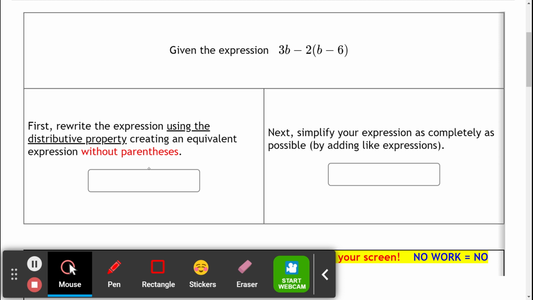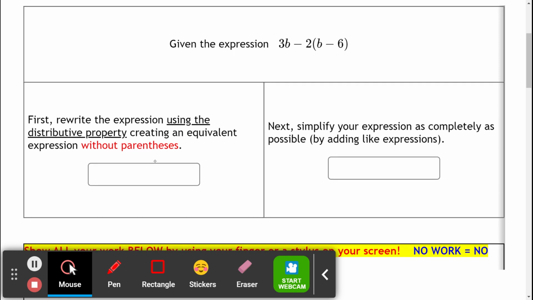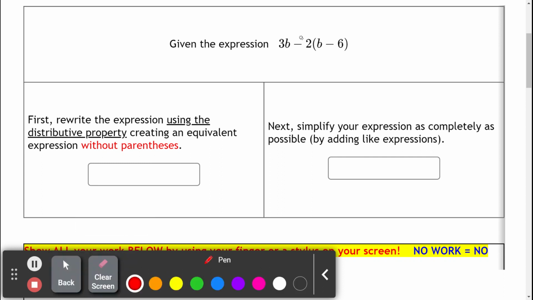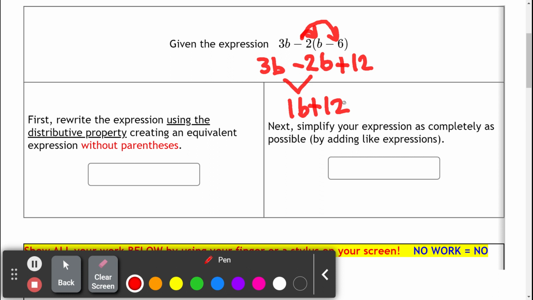I'm trying to think about how exactly I would do this. Maybe I'll do it this way. I'll just write it right here. So if you distribute the -2 to each item, each of those, right? -2 times b is -2b. But the part that everyone forgets is the -2 times -6, which is positive 12. And then we have 3b in the front. Okay, so that would be our first expression on the left. But also 3b minus 2b, that's 1b. 1b plus 12.